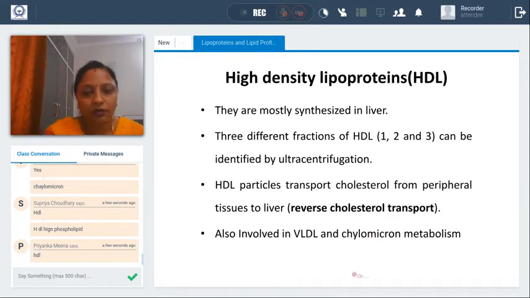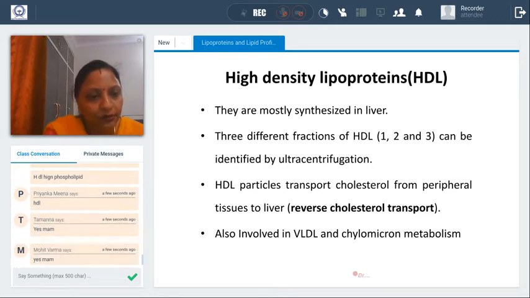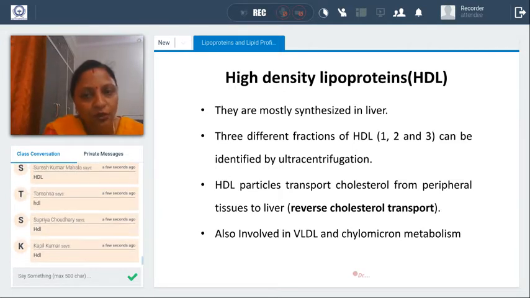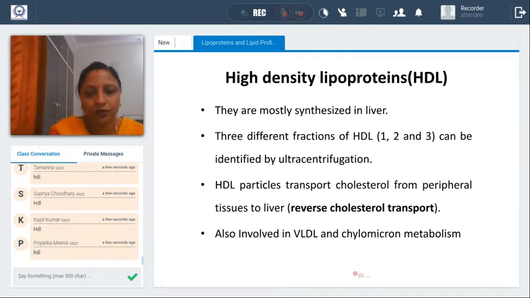So, is it clear to all of you, the functions of lipoproteins? Please write in the box. Which lipoprotein is involved in reverse cholesterol transport? Please write in the box. Which lipoprotein is involved in reverse cholesterol transport? Means it transports cholesterol from peripheral tissue to the liver. Okay, good.